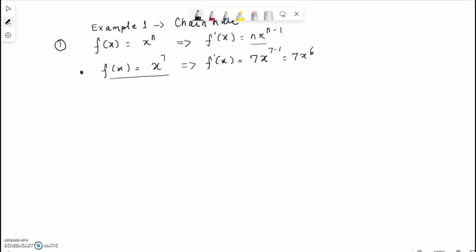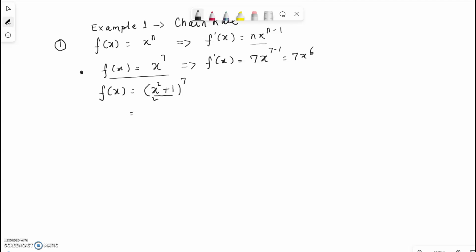Now let's look at a function f of x equals, let's say, (x squared plus 1) to the 7th power. Now this is a function of a function, which means it's a composition of two functions, right? It doesn't look like x to the 7th. It's a function of x to the 7th power. So this is how we do it.